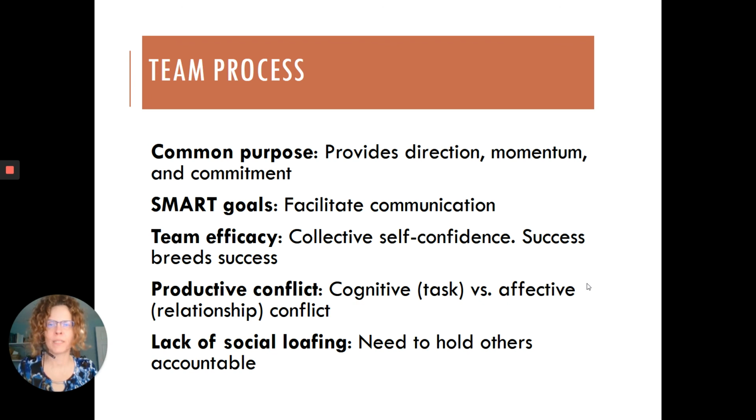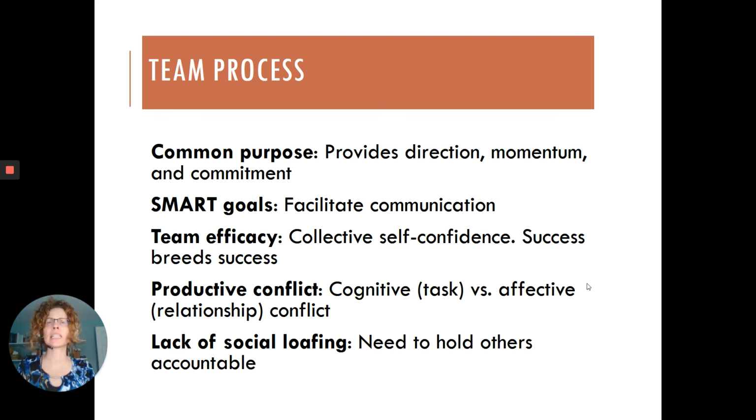So a common purpose. SMART goals, well, we talked about this in chapter 6, right? Specific, measurable, aggressive yet realistic, and time bound. These are the things that facilitate communication, because when we set SMART goals as a team, we're essentially agreeing on what we're going to do, how we're going to do it, when we're going to do it. That way, we can follow up with each other to know, are we on track? And remember how important feedback is to performance, right? We have to know how we're doing in order to do better.